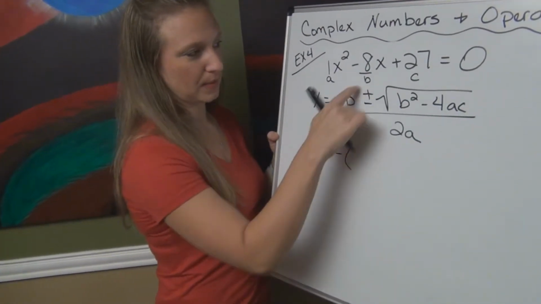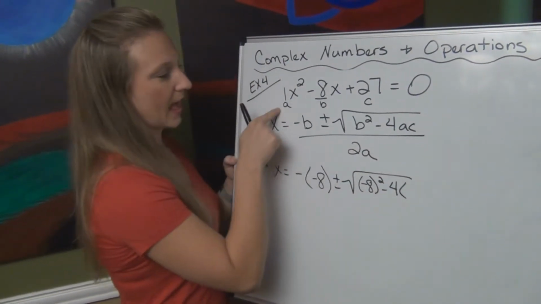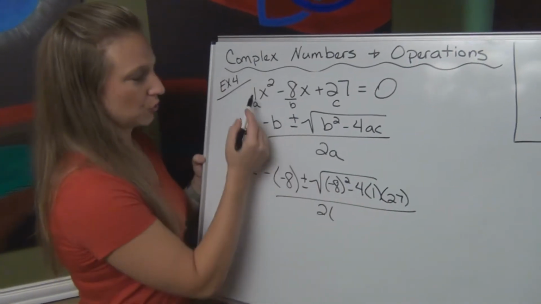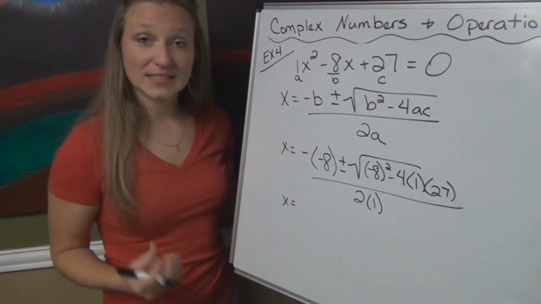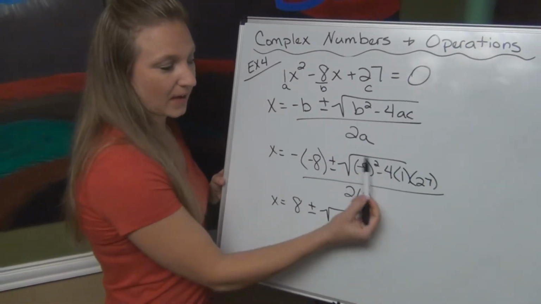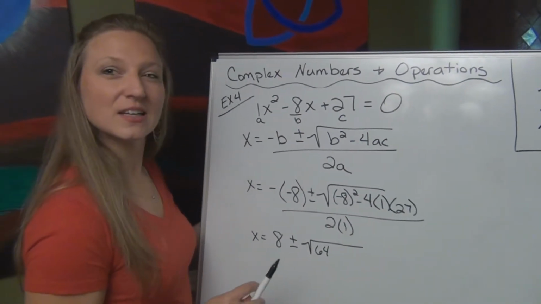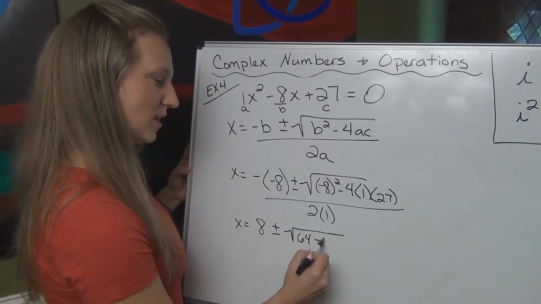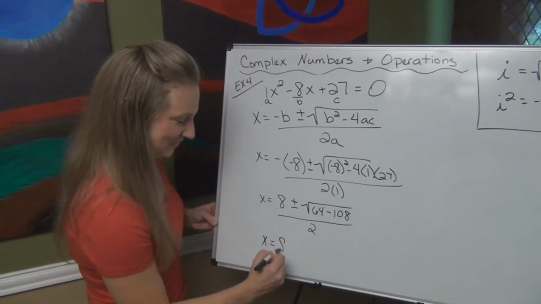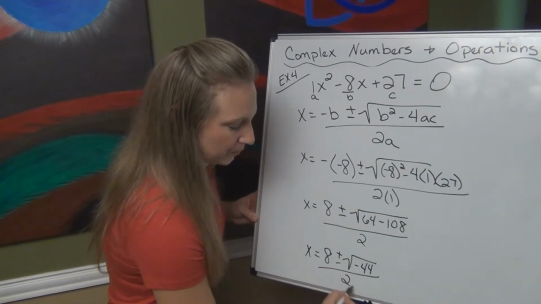So if I plug it in, I plug in my b, which is negative 8. I plug in my b again, minus 4. Plug in the a, which is implied to be a 1 because there's nothing there. Plug in the c, all over 2a again is 1. Now I'm going to simplify this down. Notice I have a negative 8, so that is going to turn into a positive 8. If I have 8 squared, that's 64. Right here I have 4 times 27, which is 108. And 2 times 1 is 2. All right, 64 minus 108 is negative 44 over 2.